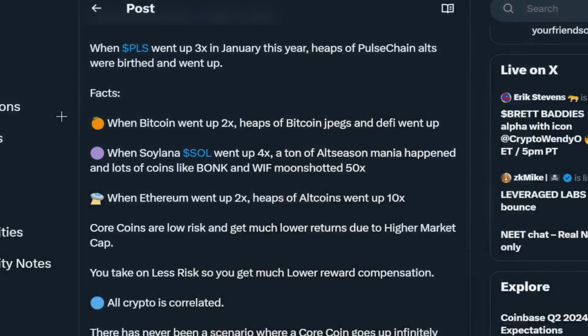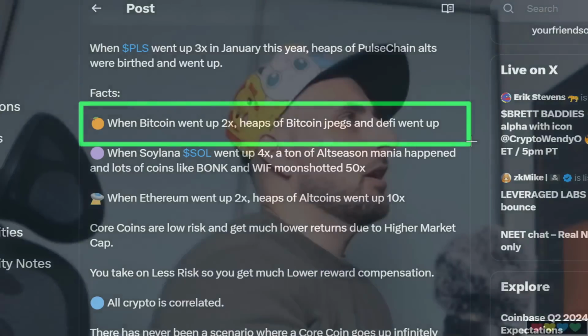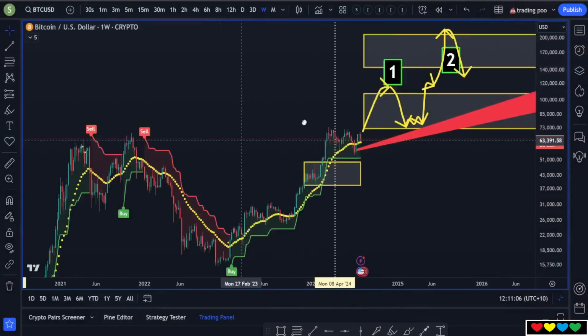Now, a lot of people see this and think, oh wow, is there some sort of secret here with crypto? No. And it's not a secret with PulseChain either. This happens everywhere. When Bitcoin went up 2x, heaps of Bitcoin JPEGs and DeFi also went up. And I can show you the chart just to help you understand this. This is what happened, right?